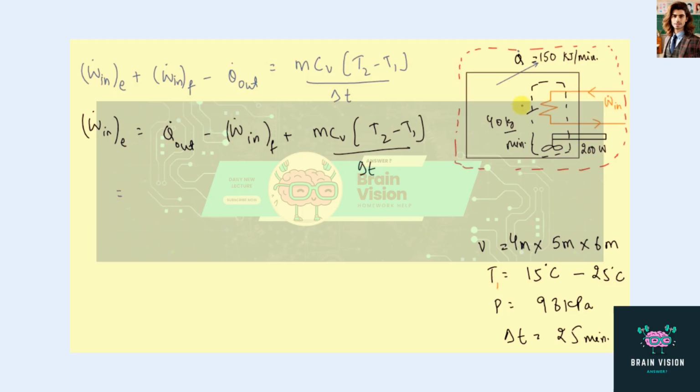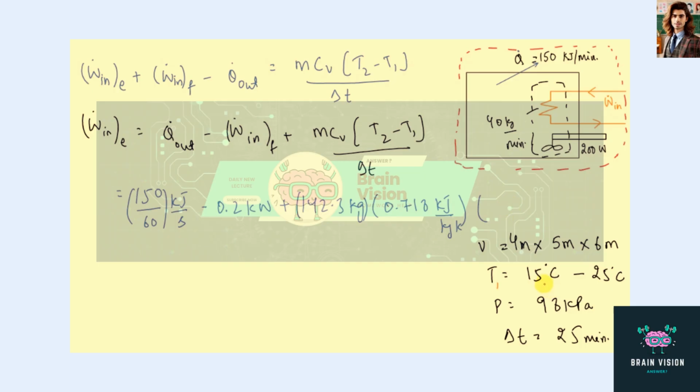So Q out we have 150 kilojoule per minute, but we'll be converting into kilojoule per second. For that I'm dividing it by 60, so this much kilojoule per second, minus the rate of work input by the fan. We have 200 watt, but we'll be taking it in kilowatt, so it would be 0.2 kilowatt, plus mass. The mass of air we have calculated as 142.3 kg times Cv. Cv for air we know is 0.718 kilojoule over kg Kelvin times T2 minus T1.